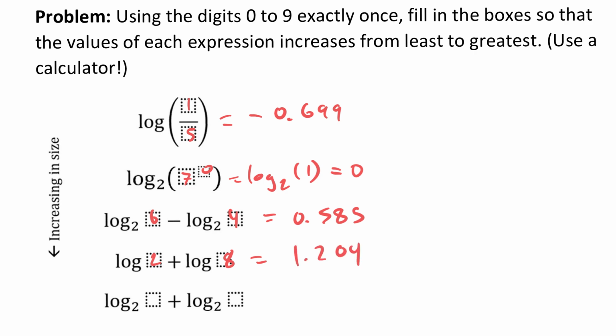And finally here we'll do log base 2 of 3 and log base 2 of 9, because we've got to use all the digits, right? 0 through 9 exactly once. So log base 2 of 3 plus log base 2 of 9 is 4.755. Okay, so we completed, right? We have a negative number up here, which is good. And then they all just keep increasing.